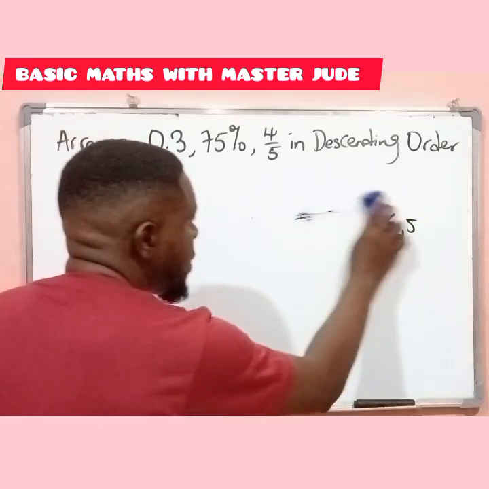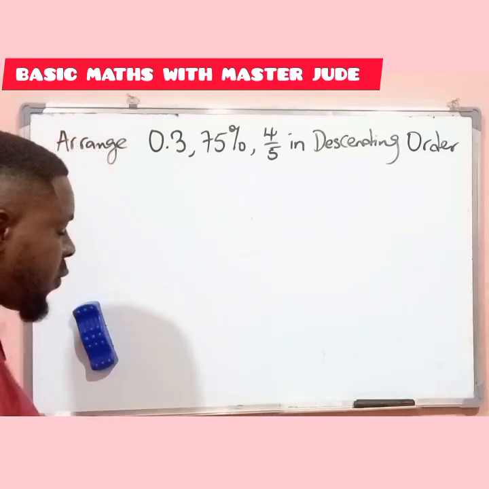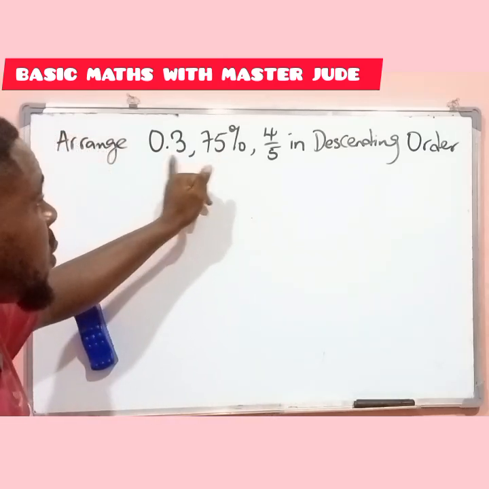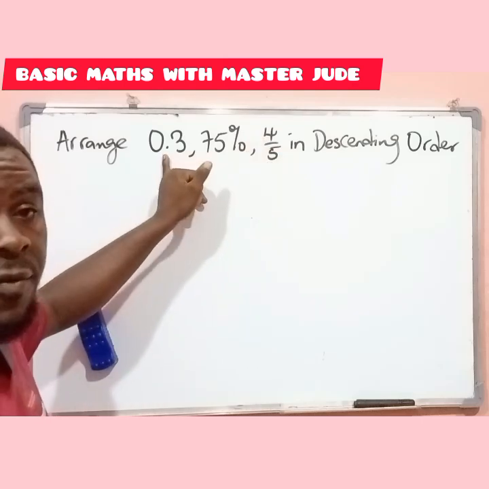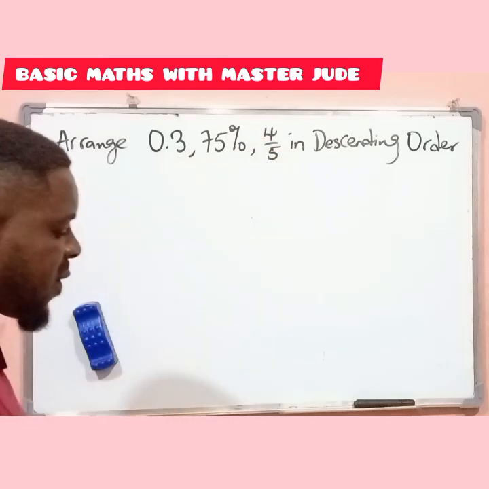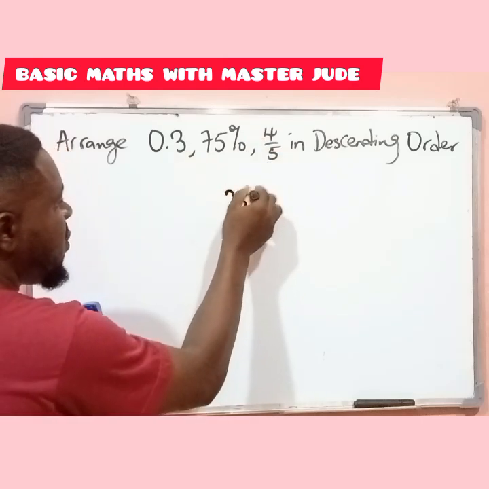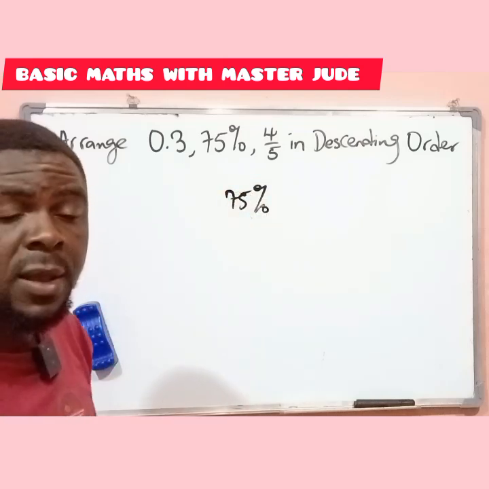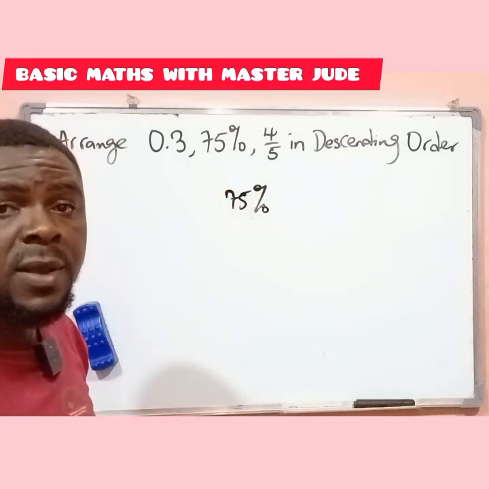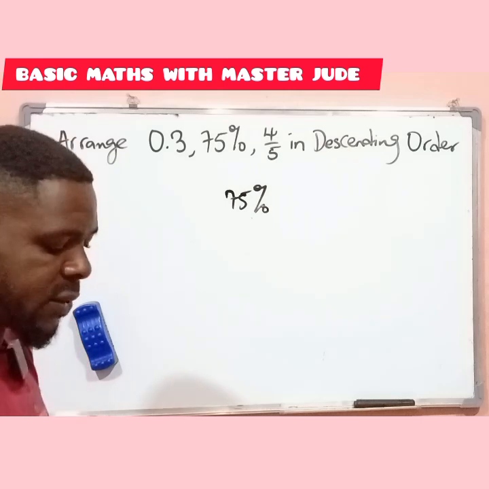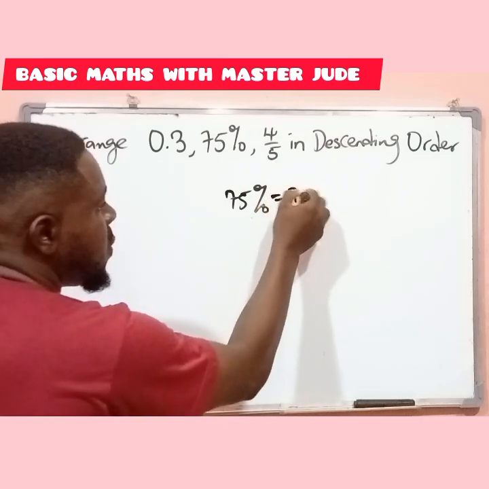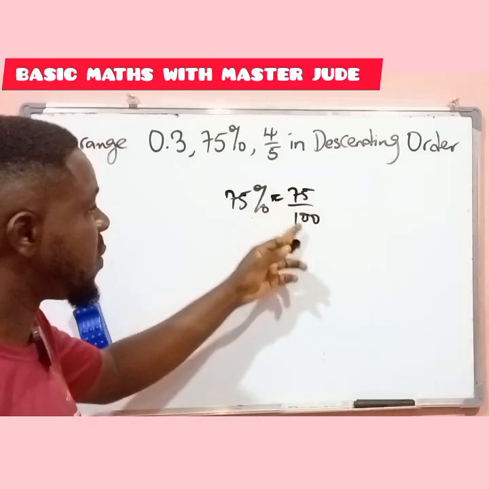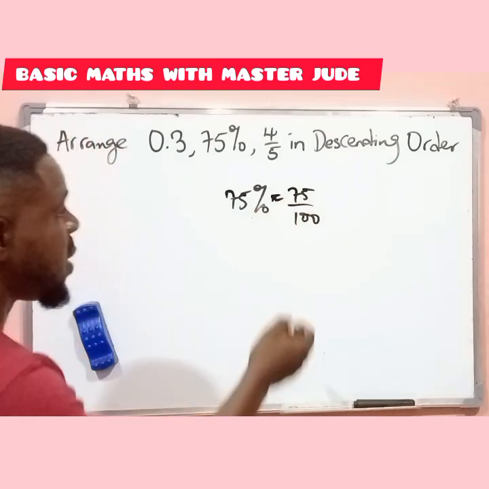Now before we do that, the first thing we need to do is to change 75% to decimal form, and 4/5 to decimal form. Now let's start with 75%. 75% is a percentage, and percentage means expressing a number out of 100. So 75% is the same as 75 over 100. Now look for a number that can divide 75 and 100 simultaneously.